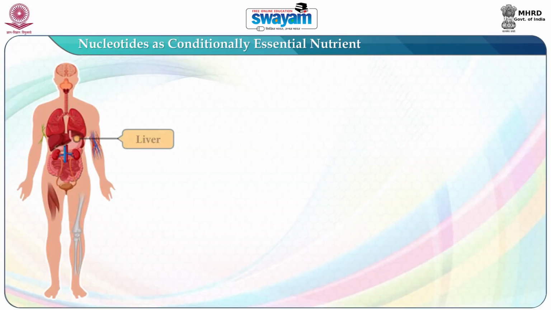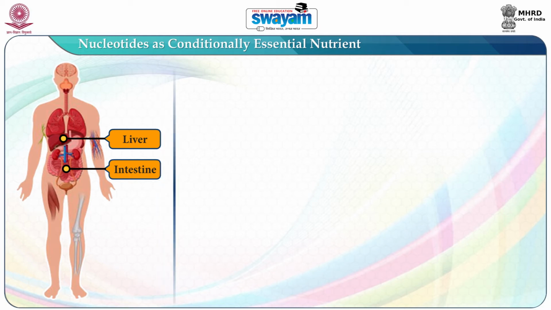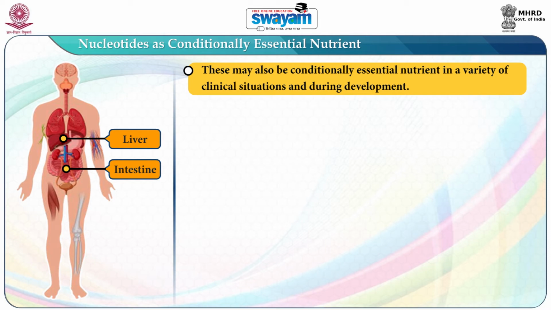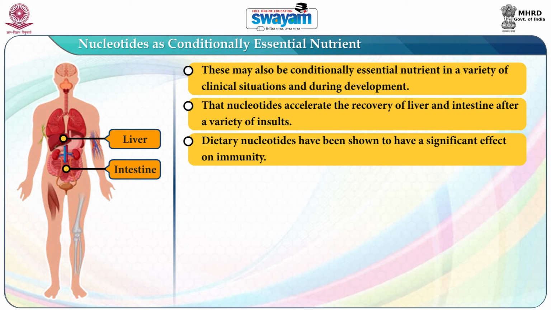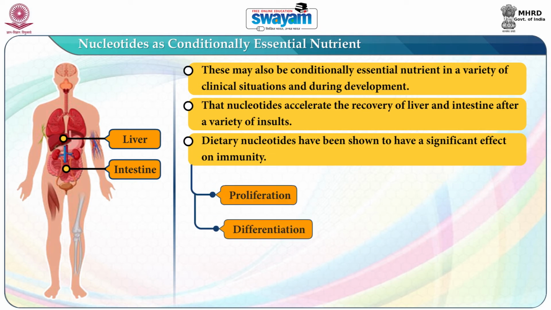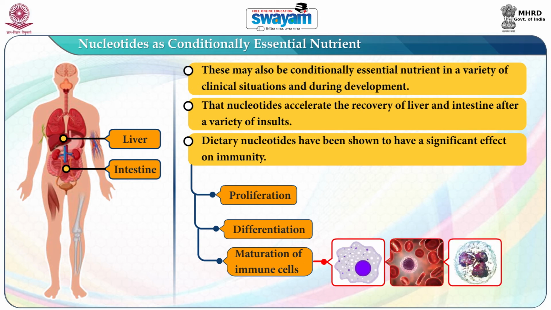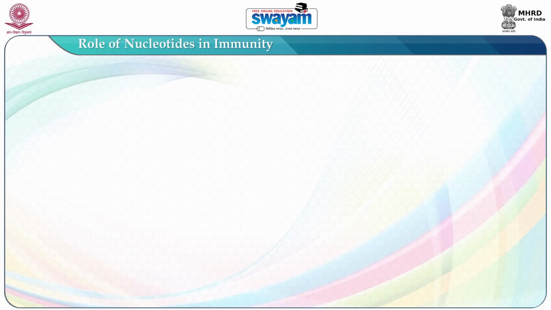nutritional role. So, let us now see why nucleotides are termed as conditional essential nutrients. These are referred to as conditional essential nutrients in a variety of clinical situations and during development. Studies have shown that nucleotides accelerate the recovery of liver and intestine after a variety of insults. Dietary nucleotides have been shown to have a significant effect on immunity. They contribute to strengthen the immune system by encouraging the proliferation, differentiation and maturation of immune cells such as macrophages, lymphocytes and neutrophils.